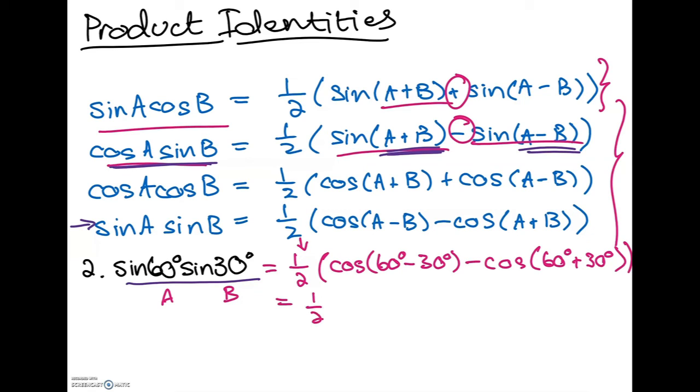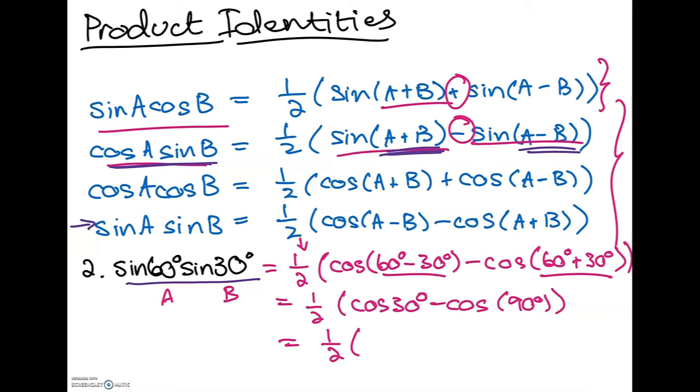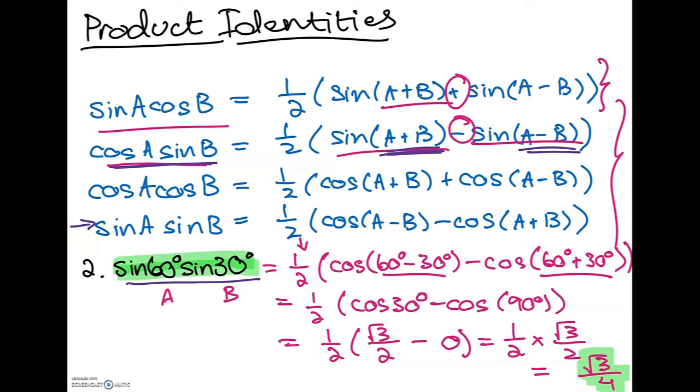If we simplify that, we'll get 1/2 times cosine of 30 degrees because we just subtract 60 degrees minus 30 degrees, minus cosine of 90 degrees because 60 plus 30 is 90. If we simplify this even further, we know that cosine of 30 degrees is equal to the square root of 3 over 2, and you can get that by doing some unit circle calculations. And then we know that cosine of 90 degrees is 0. So essentially this is just 1/2 times root 3 over 2, which is equal to the square root of 3 over 4. So your final answer for sine of 60 degrees times sine of 30 degrees is the square root of 3 over 4.